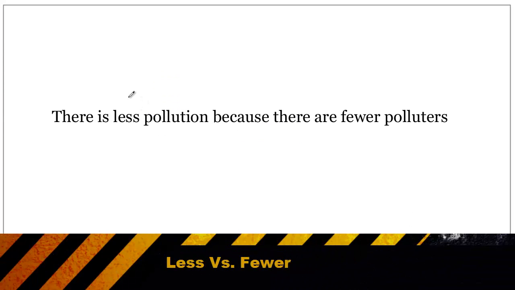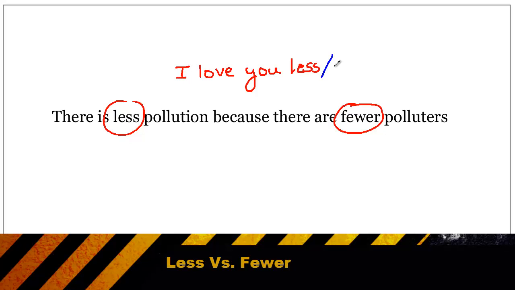There's a similar difference between the words "less" and "fewer." Like "much," "less" is for things that are hard to count. For example, you could say, "I love you less," but you wouldn't say, "I love you fewer." So the sentence below is correct because "less" is describing pollution, and pollution is something that's hard to count, meaning you would never say there's 4 pollution or 3 pollution. And "fewer" is describing polluters, and you could definitely count the number of polluters.